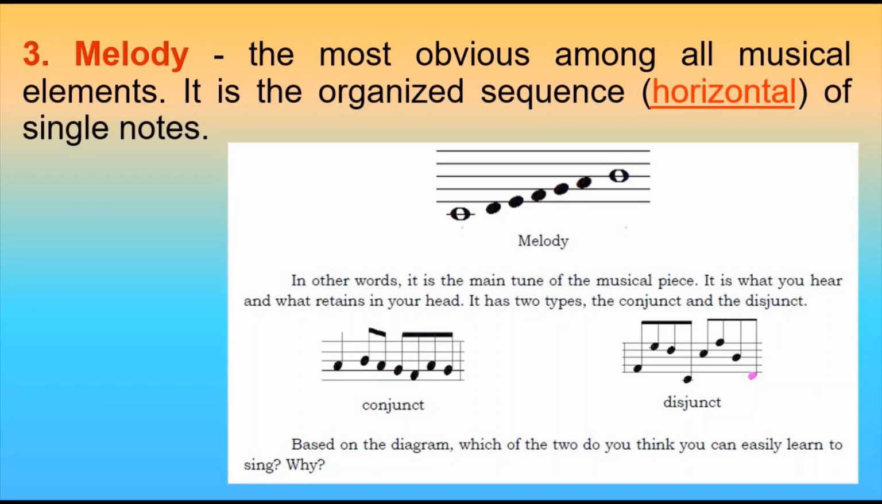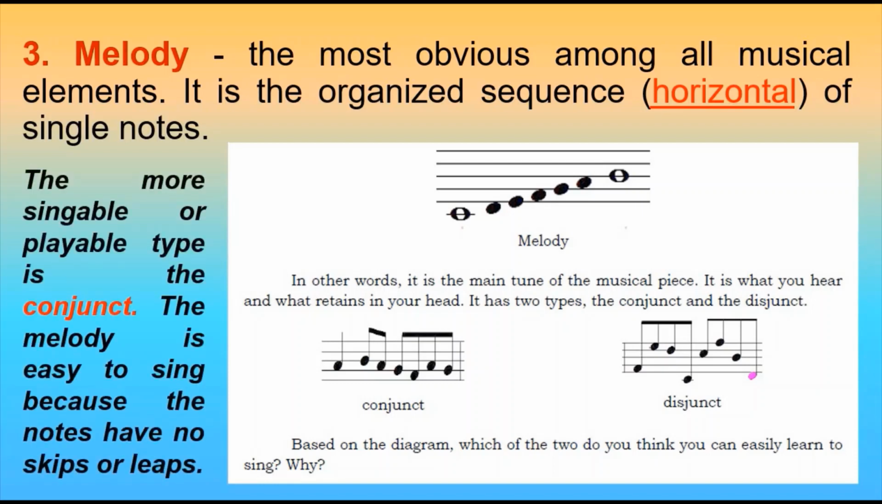Based on the diagram, which of the two do you think you can easily learn to sing? Why? The more singable or playable type is the conjunct. The melody is easy to sing because the notes have no skips or leaps.